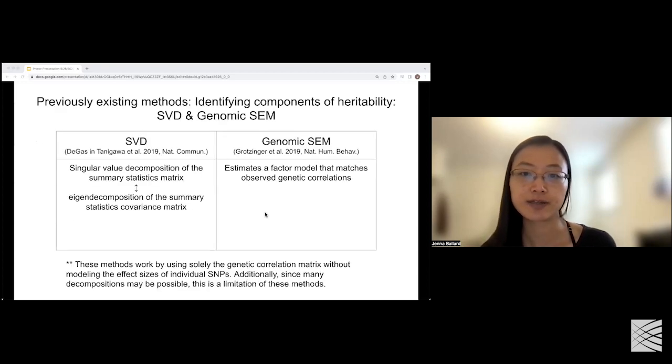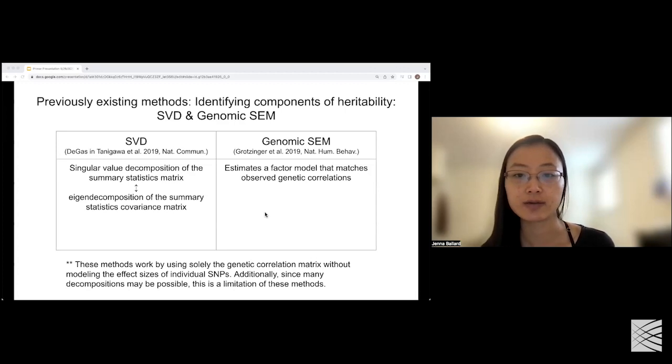So starting with the two methods that can identify components of heritability, SVD and genomic SEM. SVD works by performing singular value decomposition on the summary statistics matrix, and this is equivalent to eigendecomposition of the summary statistics covariance matrix. The resulting decomposition results in components of heritability. Another method that does this is genomic SEM, which estimates a factor model that matches observed genetic correlations and can identify clusters of related traits.